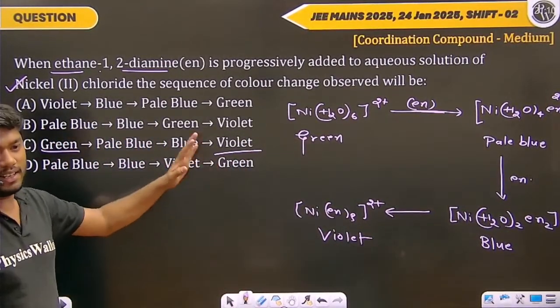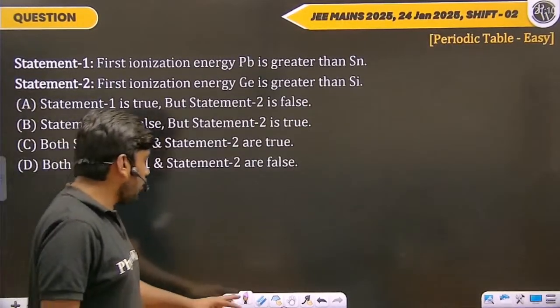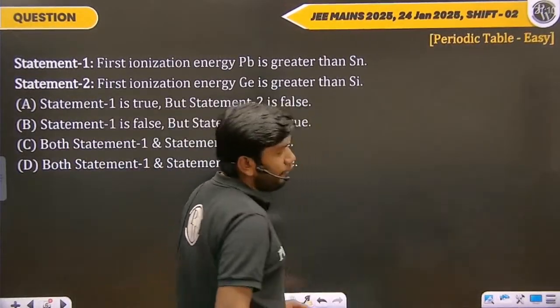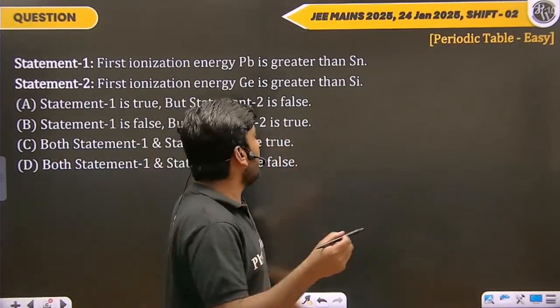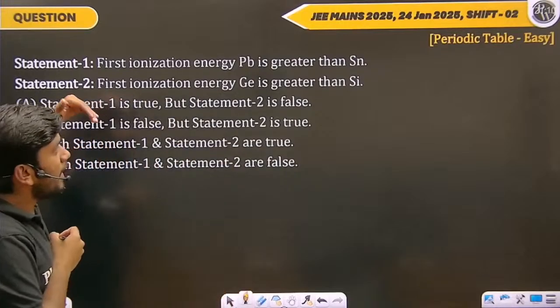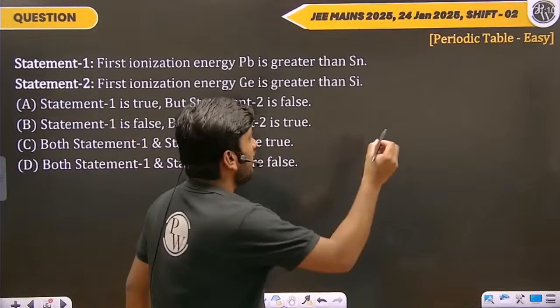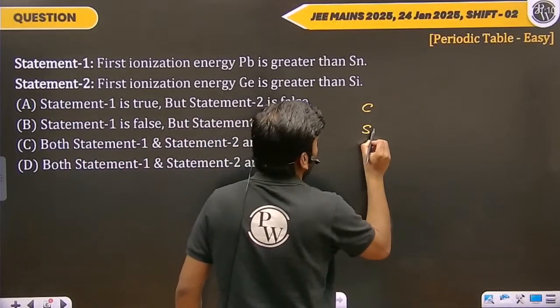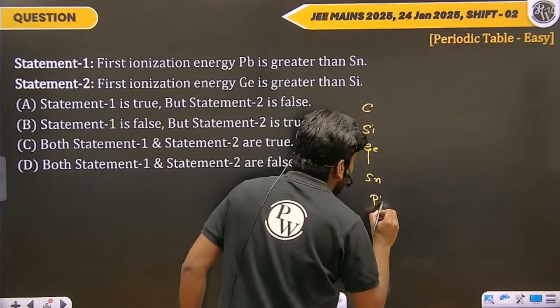If we see directly, we can predict all of that. Okay, now next, very easy, from the periodic table. We already know the question is asking about the carbon family. And the carbon family is nothing but carbon, silicon, germanium, Sn and Pb. This is the carbon family.